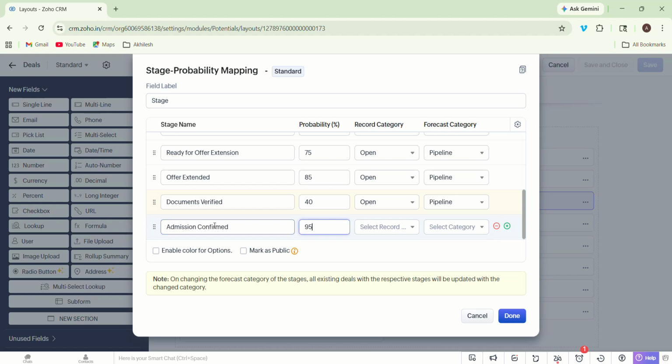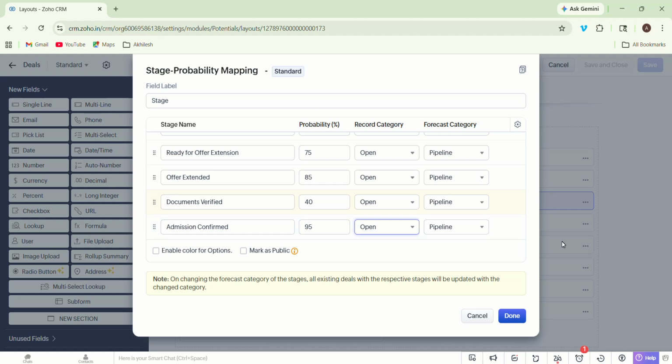Now this is at 95%, and again I'm just keeping it as open, and it's in pipeline. Now the applicant has accepted the offer. Fee payment may be pending, but the admission is confirmed in principle. Why I have said 95%, not 100%, is because until the fee is actually paid, there is a small risk of dropout. So unless and until the money hits the account or the fees come in, you cannot say it's a closed conversion. Okay, so 5% is the probability that it may be missed.